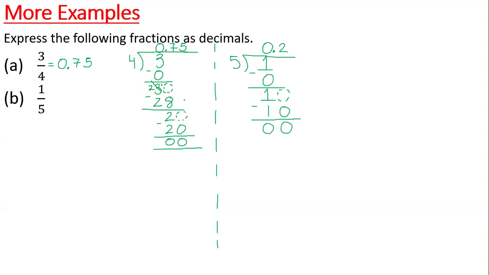You have to still put the 0 here. We're not rounding. Good. So it's going to be equal to what? 0 point what? 0.2. Good.